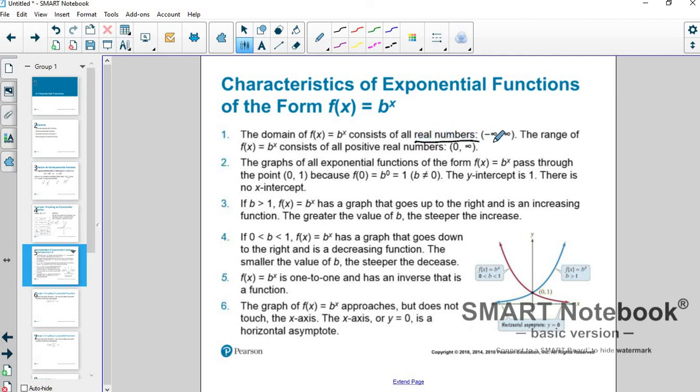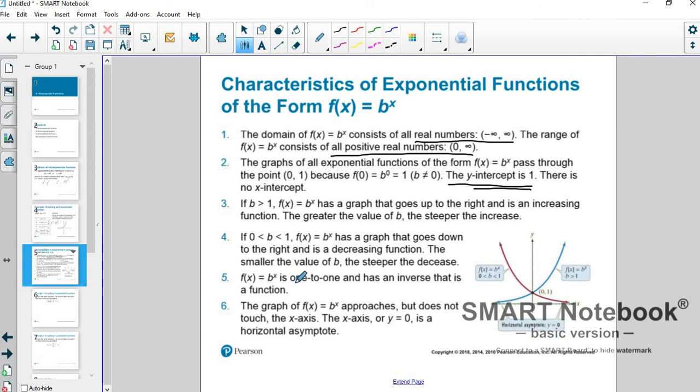The domain of all exponential functions is all real numbers. The range of all exponential functions is all positive real numbers, greater than 0. Every single graph for an exponential function has a y-intercept of (0, 1), because if you plug in 0, you get b to the 0, which is 1. If the base is bigger than 1, then you're going to get this increasing to the right shape. If b is less than 1, still positive, you're going to get this decreasing to the right shape. Same shape, it's just flipped around the y-axis.